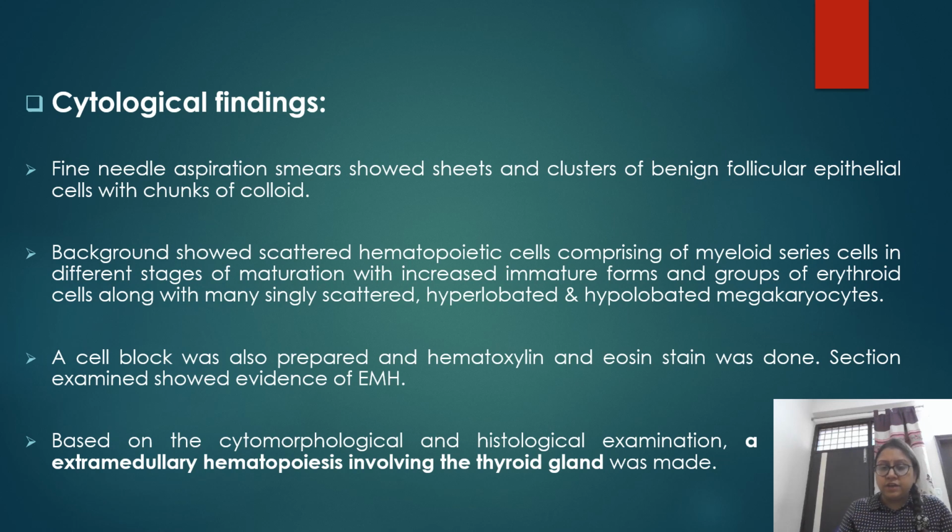So with this FNA material, we even made a cell block to see what the tissue pattern was, fine, for which we stained it with H&E stain. And the section examined showed evidence of extramedullary hematopoiesis. So on the basis of cytomorphology and histological examination, which we did through the cell block, we made a diagnosis of extramedullary hematopoiesis, which was involving the thyroid gland.